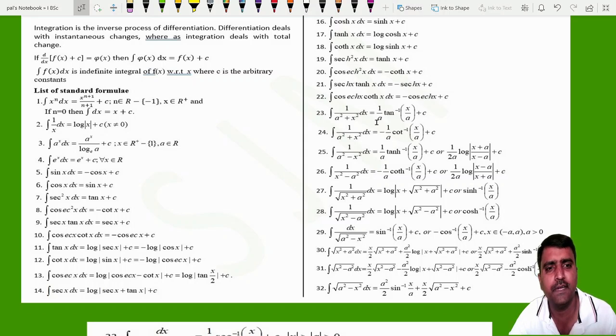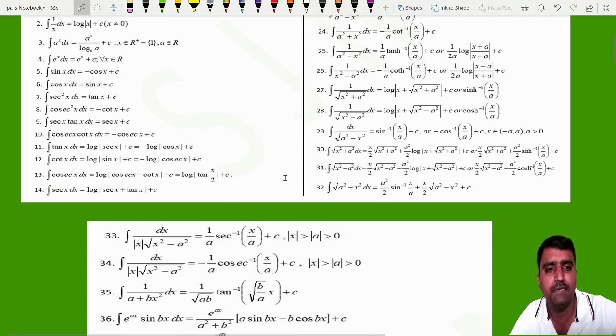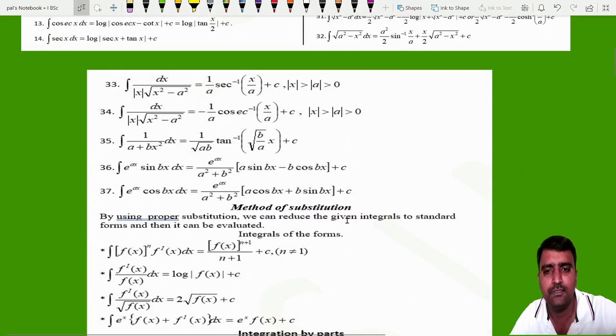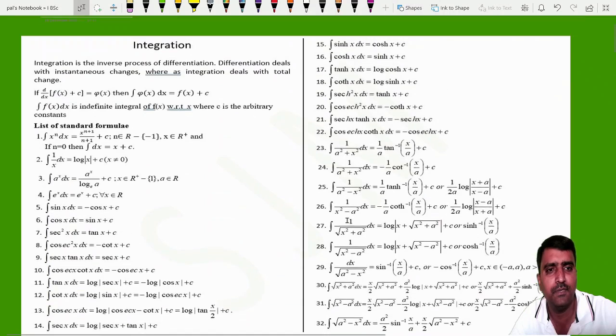I am not asking you to find the integration of 1 by a square plus x square into dx. That is just an example I have given. It is not necessary to prove once again that the integration of 1 by a square plus x square is 1 by a into tan inverse of x by a plus c. But here you should remember at least its formula, and some rules of the integrations. So you should remember it. Around 40 formulas are there.